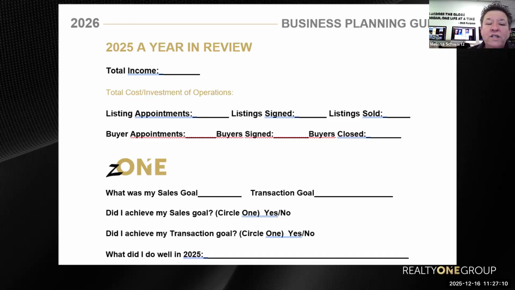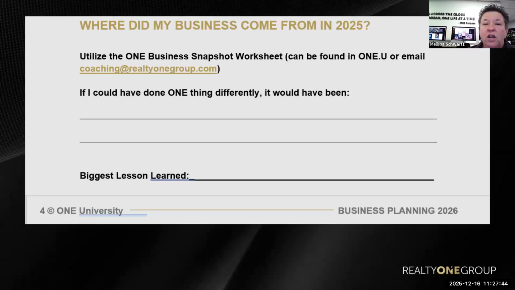So, what was your sales goal for 2025? What was your transaction goal? Did you achieve it? Right? Did you see that income result that you wanted? No. Did you see the number of transactions? Okay. So what did you do well in 2026? Right? Just if you didn't reach those goals, that's not okay, but that's okay. Right? I mean, we get that 2025 is done, but what did you do well? What were you successful at? Right?